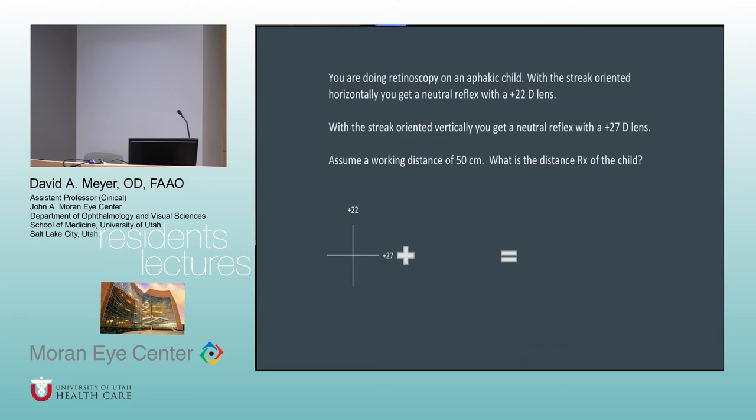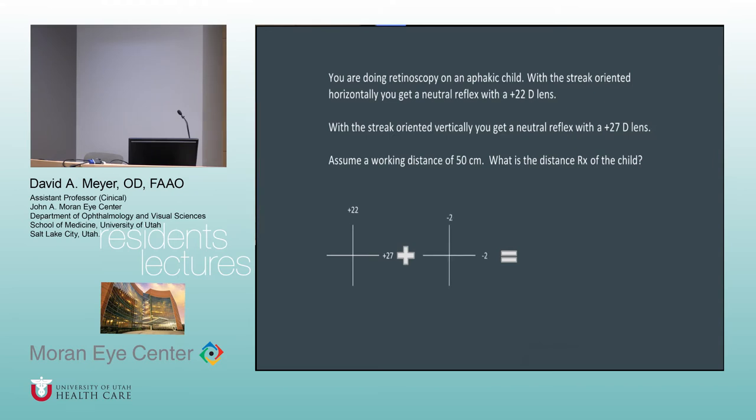And then you're like, okay. It's funny, to this day, I won't even think about working distance. I'll just write down the numbers that I get, and I'll just figure out my working distance later. But in this case, there's a working distance of 50 centimeters. So what is the distance Rx of the child?